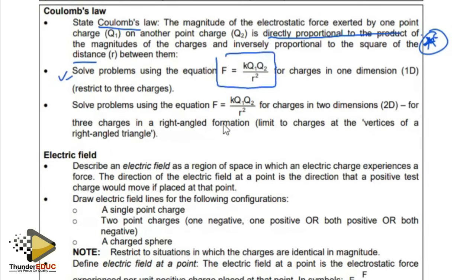And then we said we're only going to use 3 charges. We can't go beyond that. Then we also solve problems using this, as long as we're looking at 2D. So 1D is where the charges are just in one straight line. 2D, 3 forces, but maybe they are forming some sort of a rectangle or a vector kind of drawing.